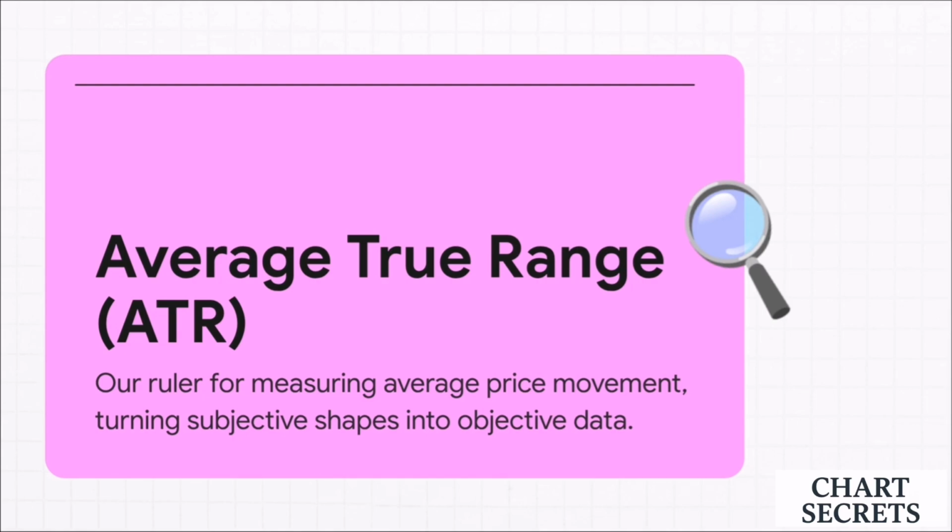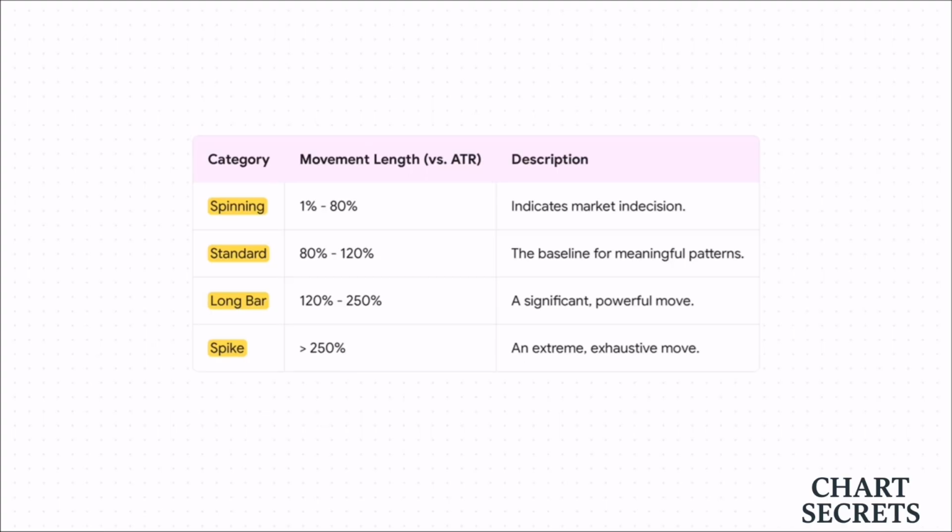So what's this magical new tool? It's called the Average True Range, or ATR. Now don't get scared off by the technical sounding name. Just think of it as a ruler. Seriously, that's all it is. It tells you how much the price moves on average, so we have a solid baseline to measure against. With this ruler, we can see in a split second if a candle's move is actually significant or if it's just meaningless market noise.